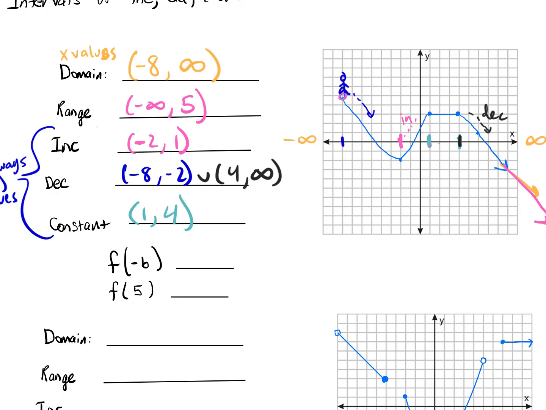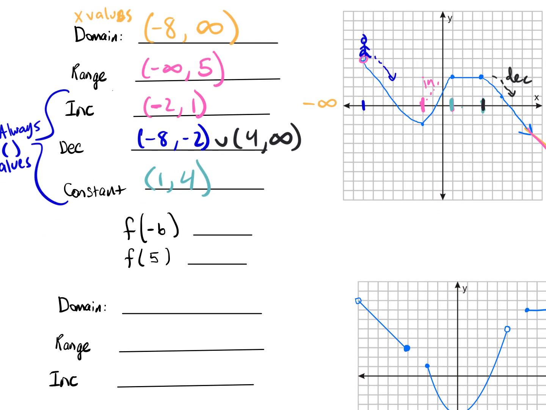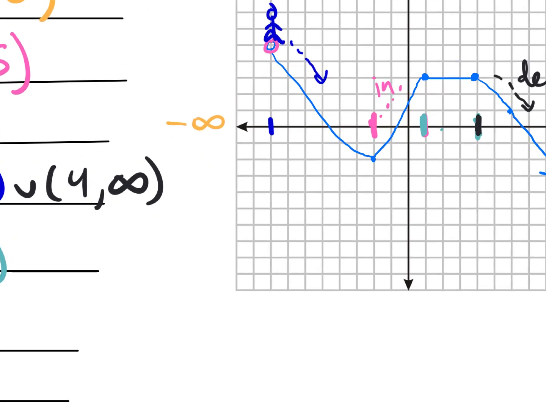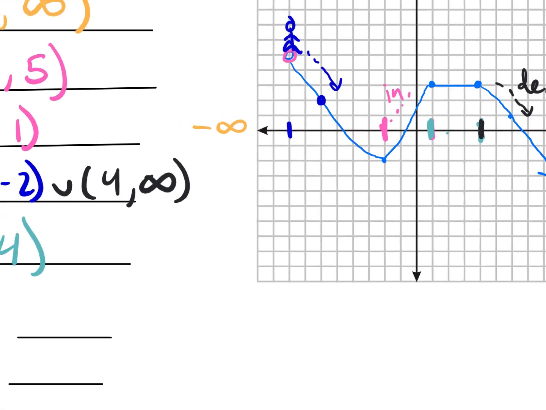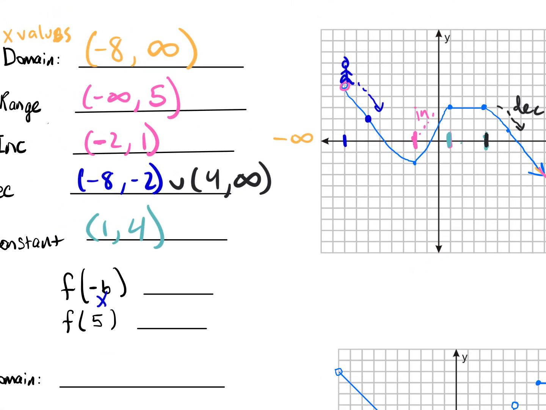Good here? Let's find f of -6 now. So this is our x value that we're looking at. So we're going to go to -6 on the x-axis. 1, 2, 3, 4, 5, 6. Go to where our graph is, so it'd be this point here. What's our y value when x is -6? 2. Perfect.